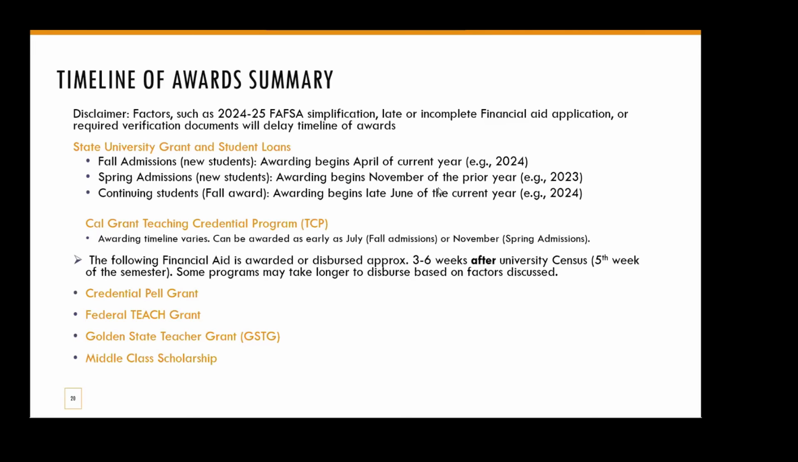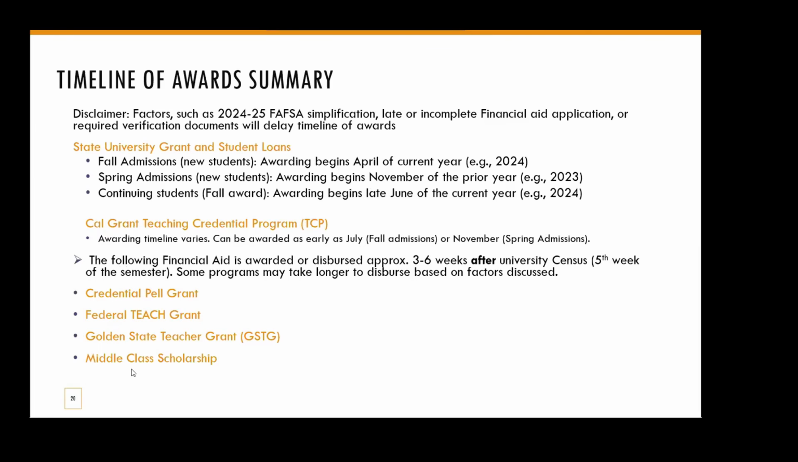And then just a quick reminder, some of these dates will be impacted because of the 24-25 FAFSA simplification and changes to the application. Cal Grant Teaching Credential Program, the award can vary, but we begin awarding as early as July, or November for spring admissions.